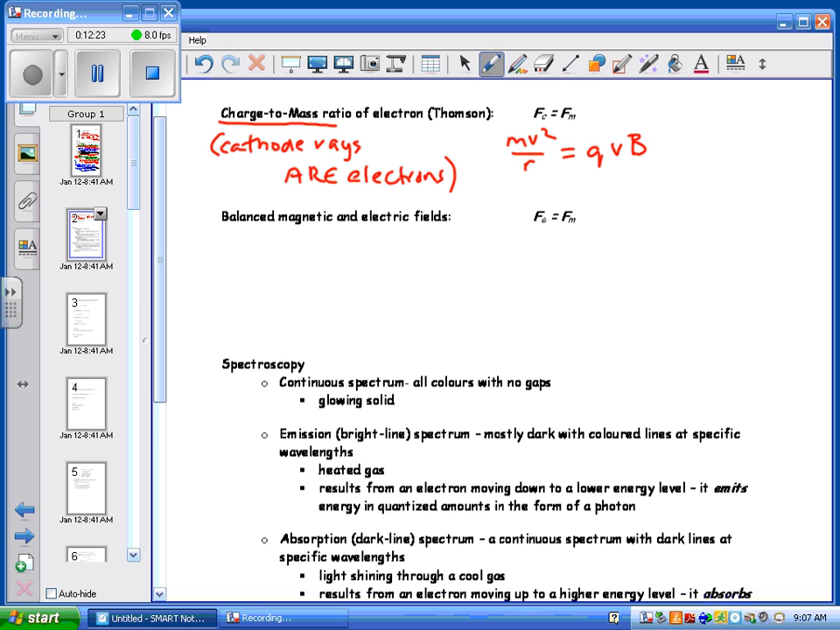And then, of course, to find the charge to mass ratio of a particle, just take the charge and divide it by the mass. He also balanced electric and magnetic fields so that the cathode ray went straight through undeflected, and that allowed him to find the speed. Electric force is charge times electric field, and magnetic force is qvB. Of course, cancel the charges, and that's basically used to determine the velocity of the cathode rays. And he used that to find the velocity, which he could then substitute into this formula and find the charge to mass ratio.